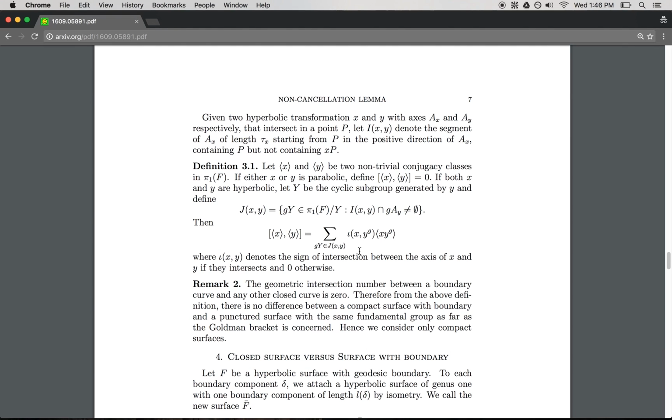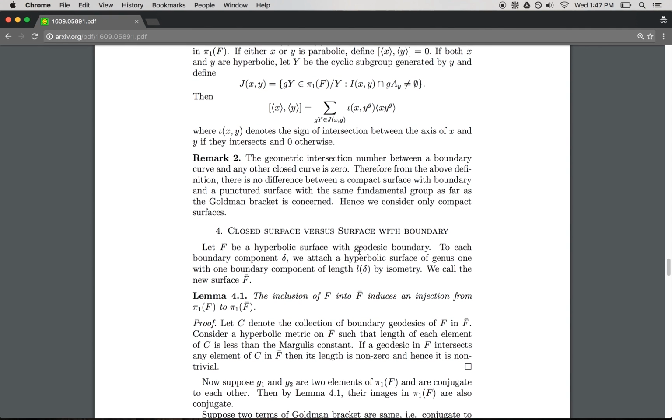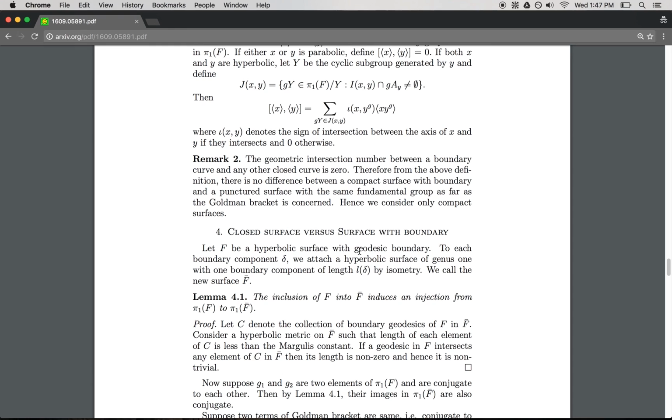This sum is iota x, y to the G times angle bracket x, y to the G, where iota xy denotes the sign of intersection between the axes of x and y if they intersect and 0 otherwise. Remark 2: the geometric intersection number between a boundary curve and any other closed curve is 0. Therefore, from the above definition, there is no difference between a compact surface with boundary and a punctured surface with the same fundamental group as far as the Goldman bracket is concerned. Hence, we consider only compact surfaces.